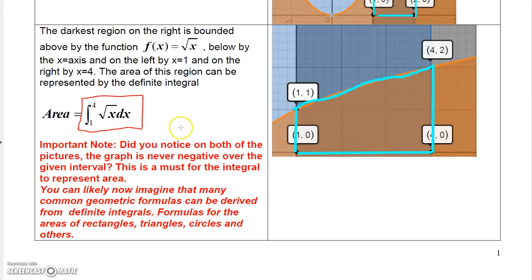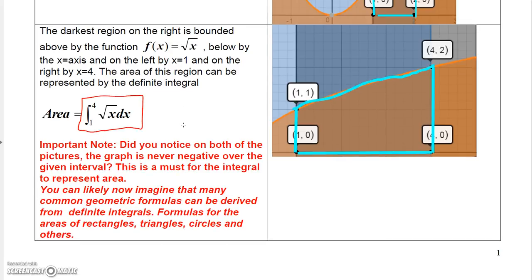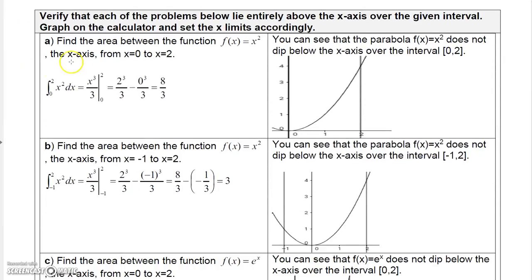And the reason is again, for both of these graphs, over the interval that I'm finding the area on the x-axis, the graphs do not go below. The graph is never negative. So it's important to keep that in mind. This only works as long as the graph is never negative. So first of all, verify that each of these problems below lies entirely above the x-axis over the interval. I'll leave that for you to verify.